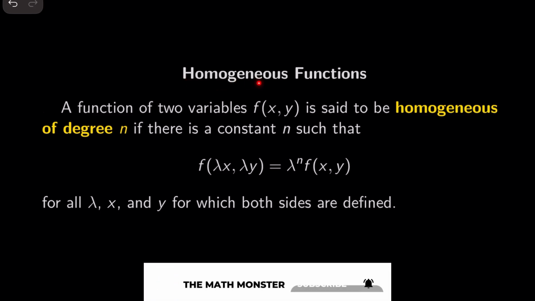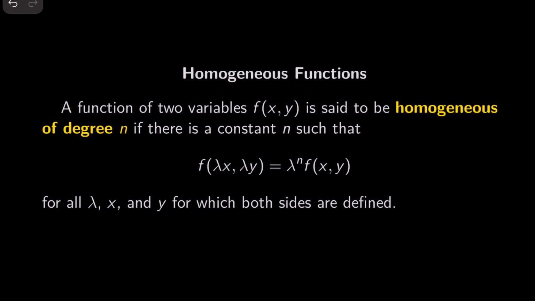In today's video, we learn about homogeneous functions. A function of two variables, f of x y, is said to be homogeneous of degree n if there exists a constant n such that f of lambda x, lambda y is equal to lambda exponent n times f of x y for all lambda, x and y for which both sides are defined.